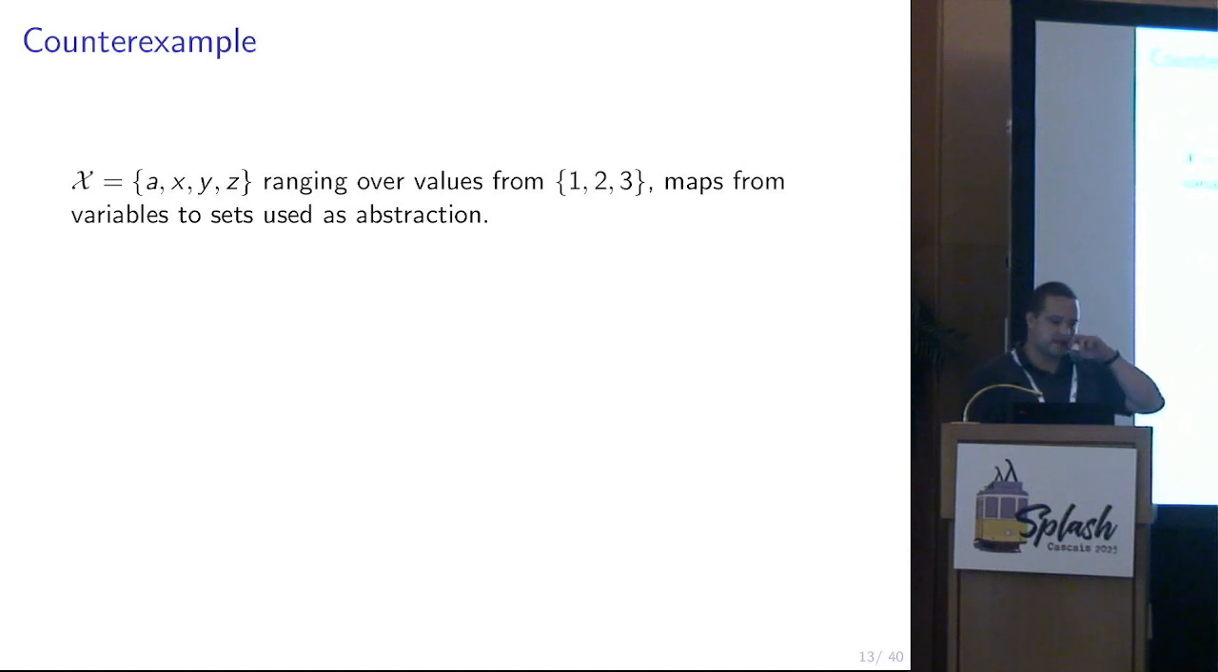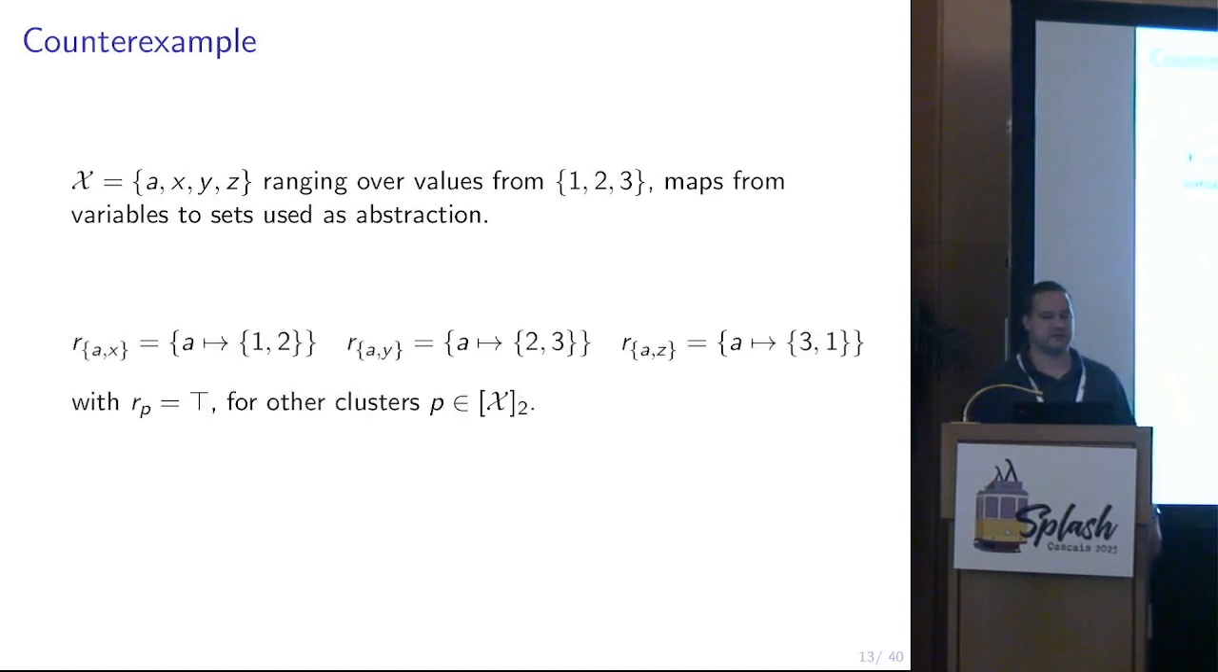So it's a very simple domain. We basically here fixed a set of variables to be 4 variables. They range over values from this set 1 to 3. And as the abstraction of these concrete values, we consider maps from variables to sets of these values.